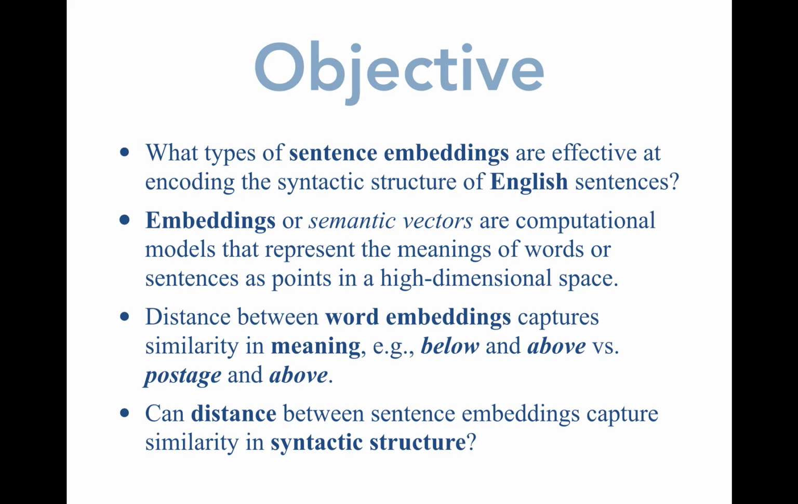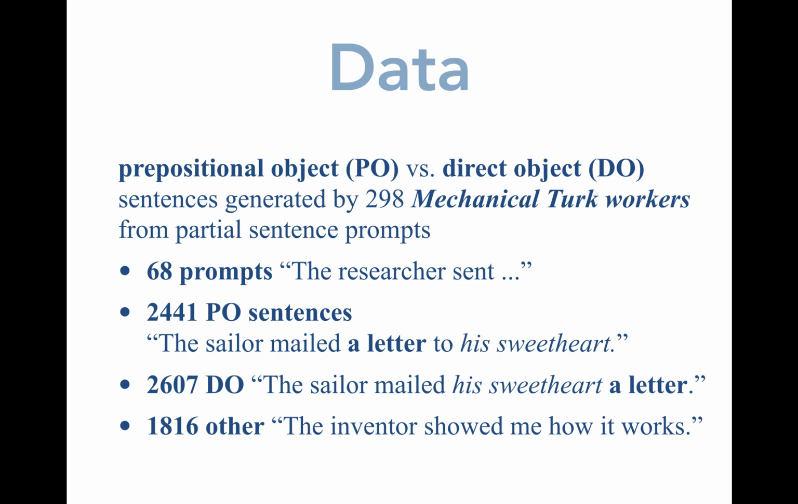For example, the embeddings for below and above would be located close together in the space, whereas, for example, postage and above would be further apart. Can distance between sentence embeddings capture similarity in syntactic structure? To investigate this question, we used two different data sets.